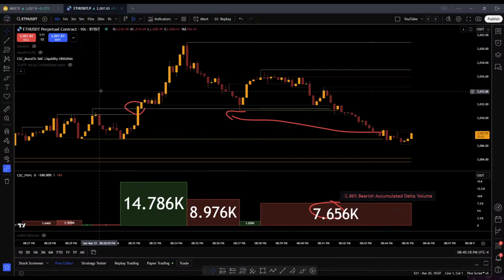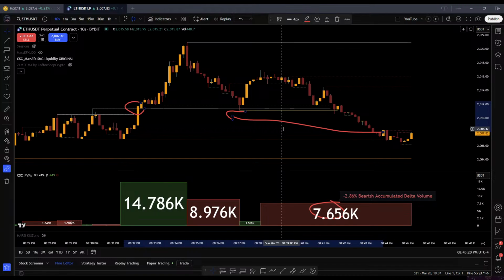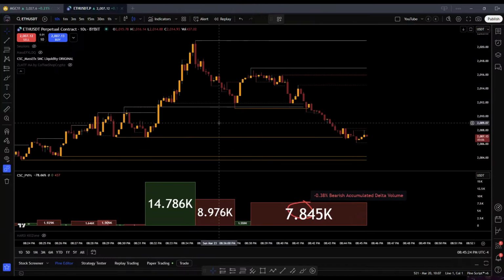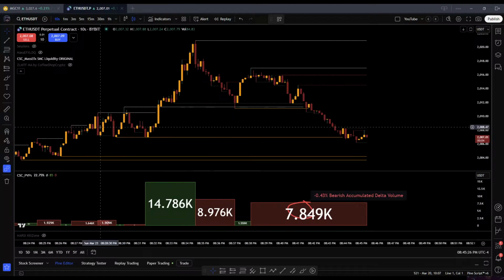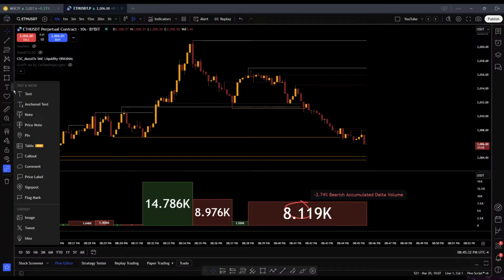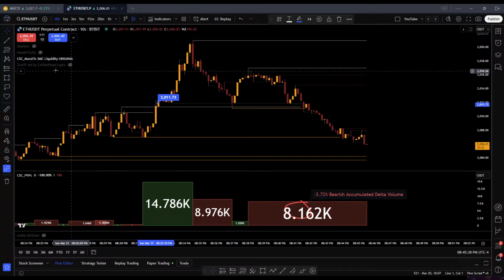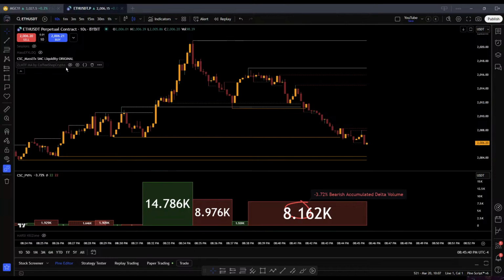I'm still trying to decide which deltas are the most relevant for this indicator to plot on the chart. Well, let me see if I could do this here. I would like for it to be able to give you a little label, right? I want a price label. We'll do a callout.